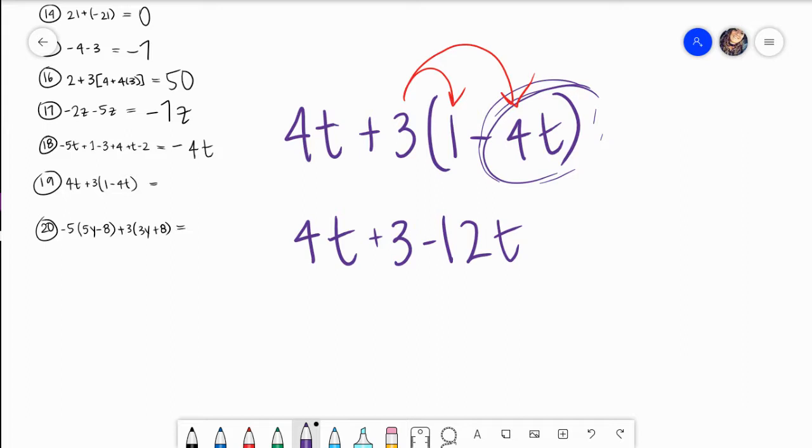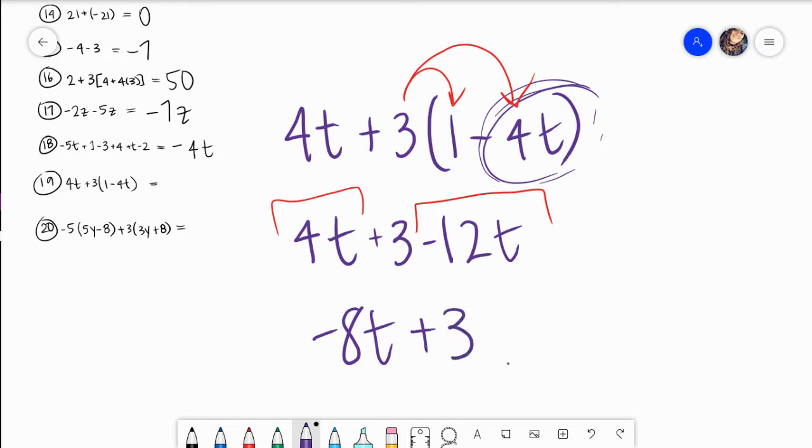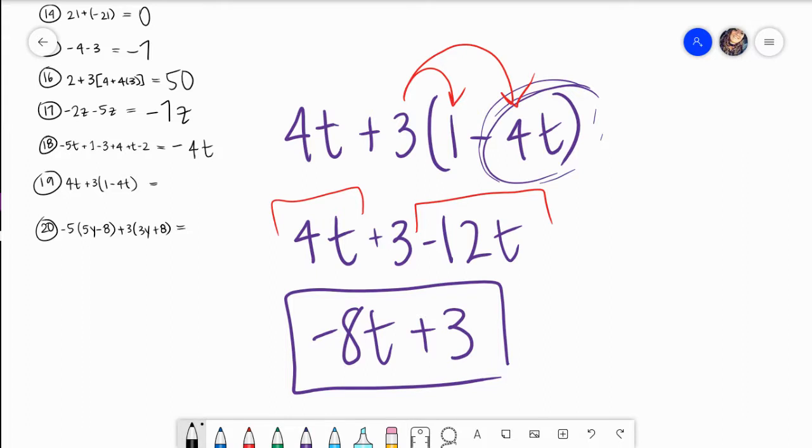Now I notice that in this problem, I have a positive 4t and a negative 12t. If you combine those, signs are different, so you subtract, keep the sign of the larger, keep and keep. Don't forget that positive 3 that's right there. My answer is negative 8t plus 3.